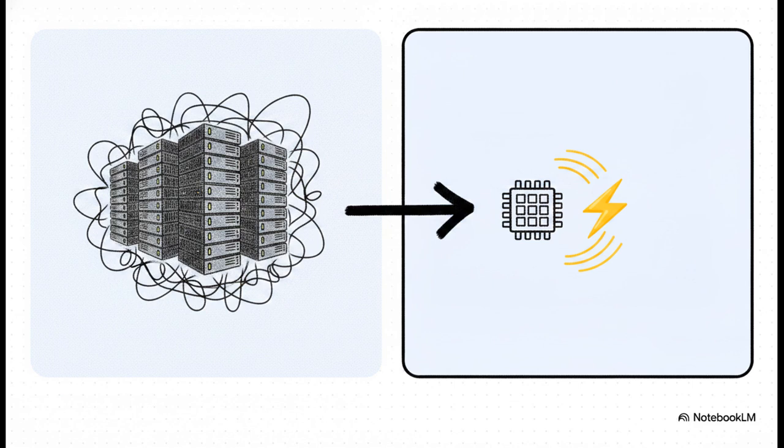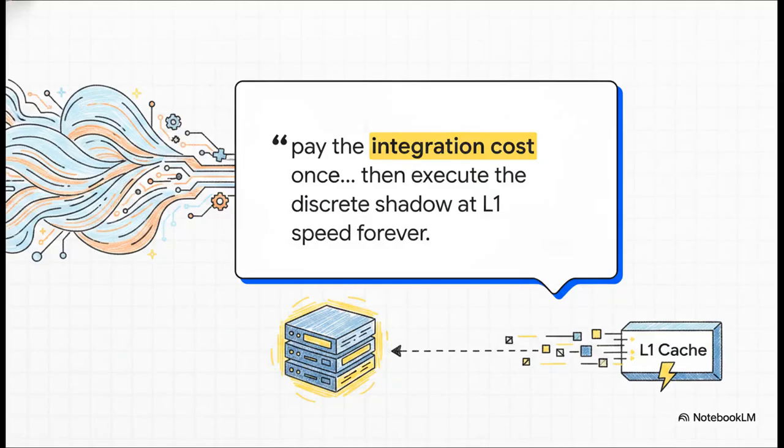You extract the discrete logic into a tiny lookup table of just a few dozen bytes. A table so small it can run instantly out of a CPU's ultra-fast L1 cache. Let's look closely at this quote right here. Pay the integration cost once during discovery, then execute the discrete shadow at L1 lookup speed forever.